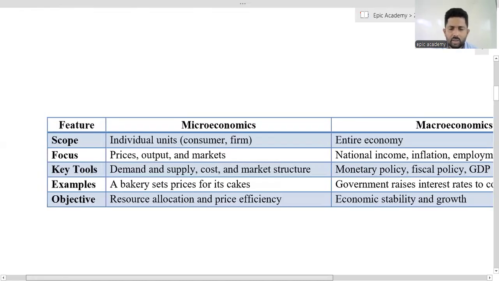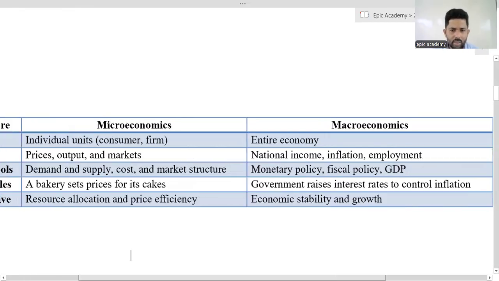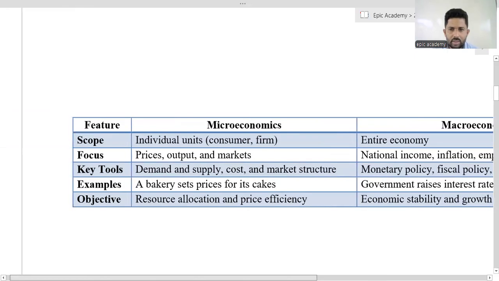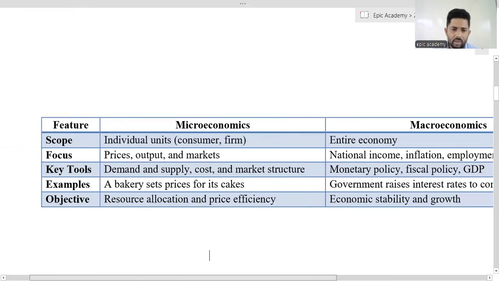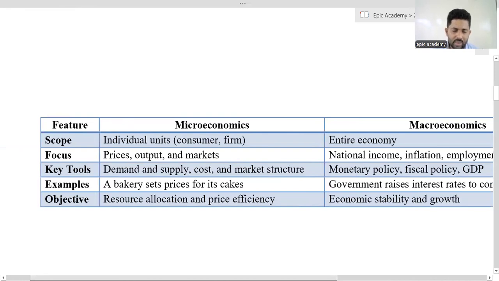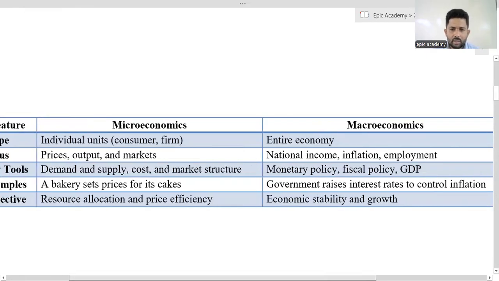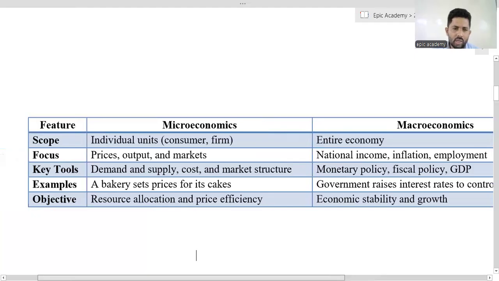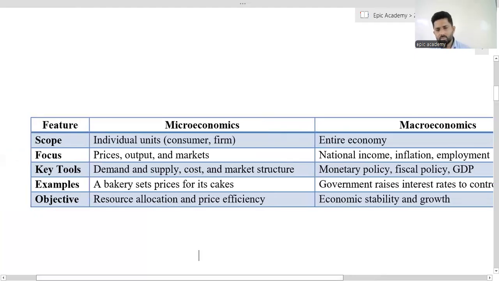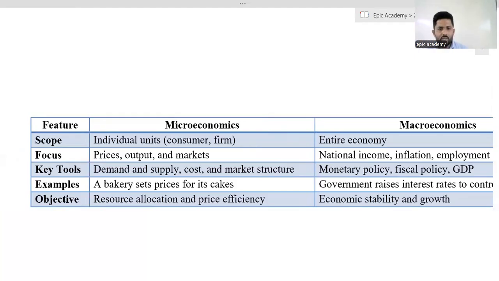Example: a bakery sets a price for the cake. To produce the cakes, they decide the prices. But the government raises the interest rate to control inflation. It's a vast activity. Objective: in microeconomics, resource allocation and price efficiency, to take the maximum utilization of resources. But at the macroeconomic level, economic stability and growth, whole economy activities belong to that. So that is what we are going to discuss here. So now you can identify the difference between microeconomics and macroeconomics at once.